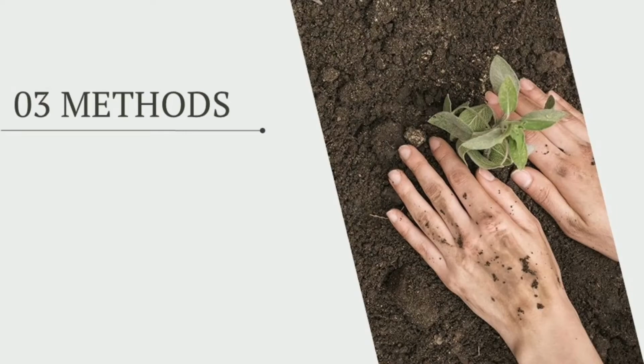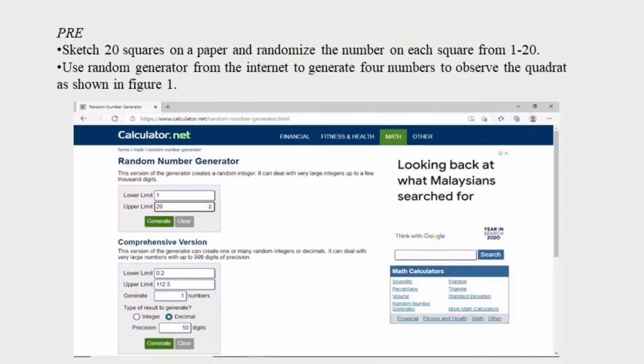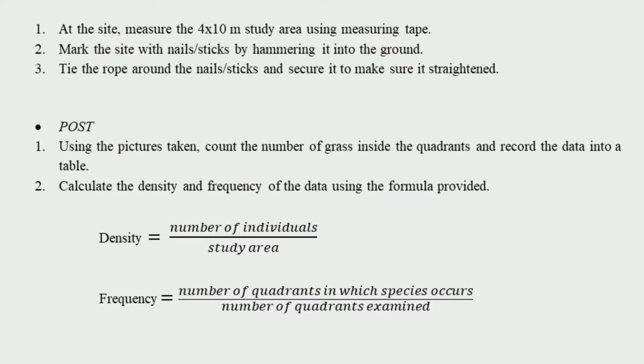Next, we have the sampling method. First, we have to sketch 20 squares on a paper and randomize the numbers on each square from 1 to 20. Second, use a random number generator from the internet to generate numbers to observe the quadrat, as shown in figure 1. Third, at the site, measure the 4 times 10 meters study area using a measuring tape. Fourth, mark the site with nails or sticks by hammering them into the ground. And fifth, tie the rope around the nails or sticks and secure it to make sure it's straightened.